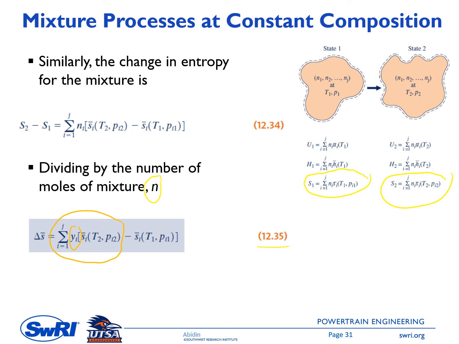Why can we use this formula? Because the composition is constant. It means y_i at state 1 equals y_i at state 2.